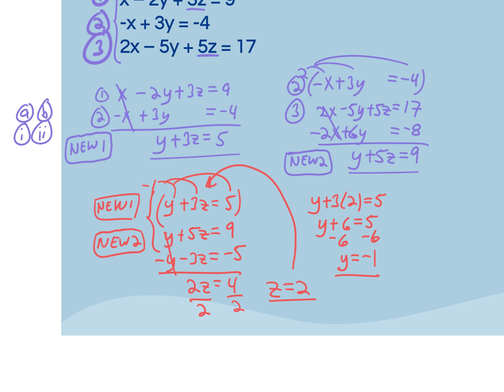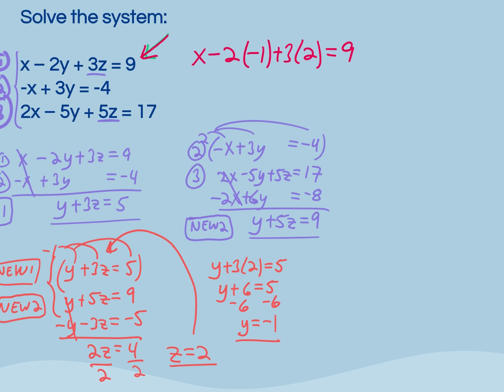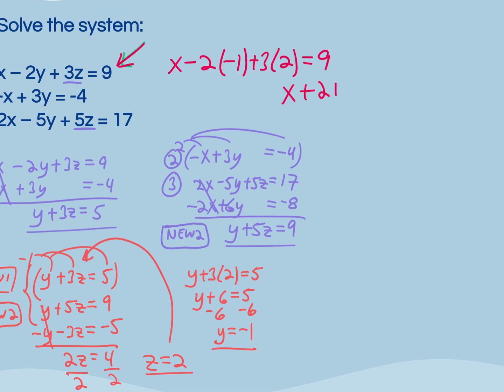X, right? So what we can do is we can plug this into any one of our 3 original equations, and then we're going to get x. Sure, we can plug it into the first one. So I'm going to plug in y and z into that first equation. So this is going to be x minus 2 times negative 1 plus 3 times 2 equals 9. So then we get x plus 2 plus 6 equals 9. So then we get x plus 8 equals 9. Subtract 8, and then we get x equals 1.